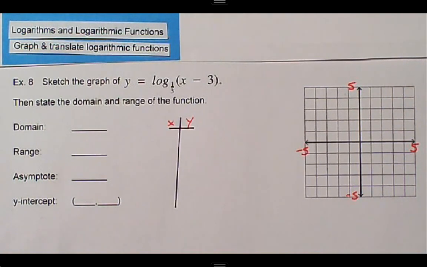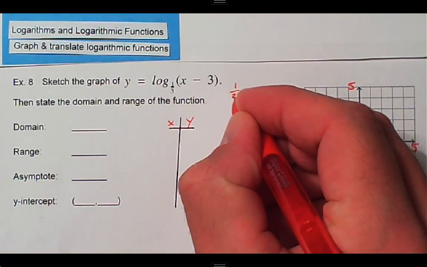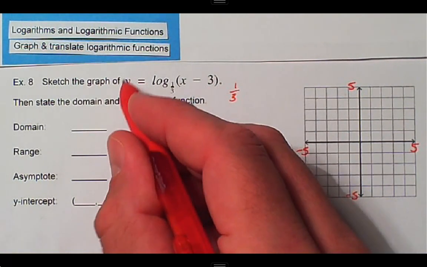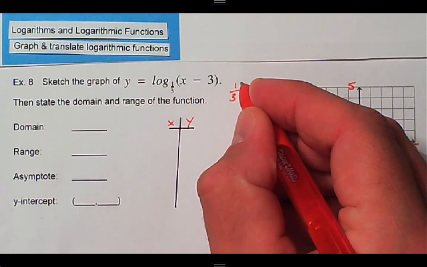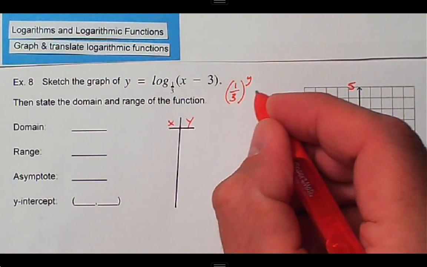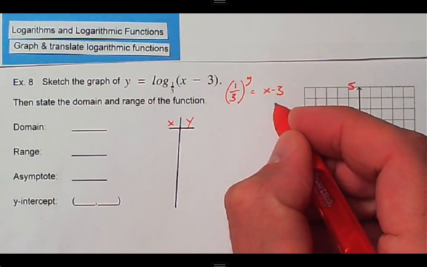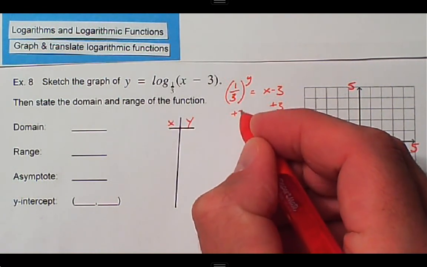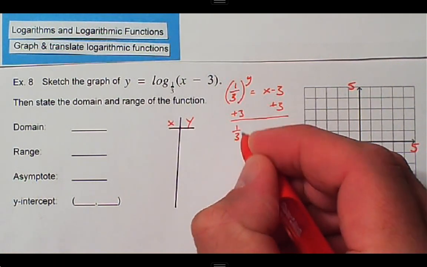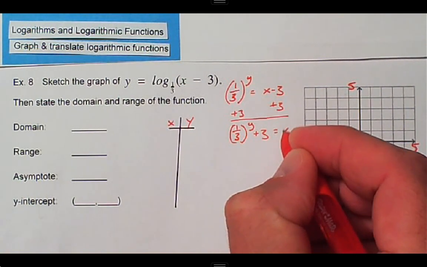So the first thing we want to do is write this in exponential form. Our base here is 1/3, so that would be the same base for the exponential form. And then this is the exponent, so 1/3 raised to the y power is equal to x minus 3. In order to get x by itself, we have to add 3 to both sides, and then we get 1/3 raised to the y power plus 3 is equal to x.